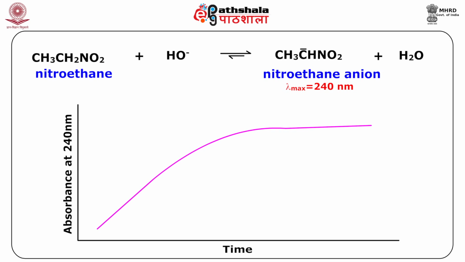The UV spectrophotometer is adjusted so that it measures the absorbance at 240 nanometer as a function of time. Now, nitroethane is taken in a cuvette containing a basic solution, and the rate of reaction is determined by monitoring the increase in absorbance at 240 nanometer as the nitroethane anion keeps on forming. This is more clearly seen in this figure, as you see the absorbance as a function of time plotted in this graph.